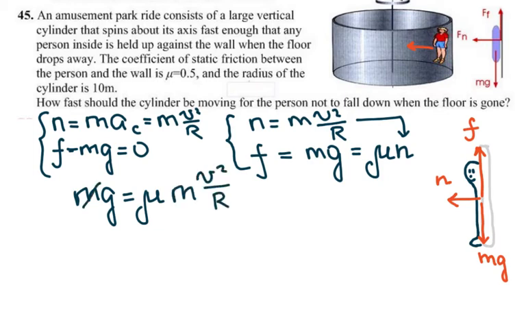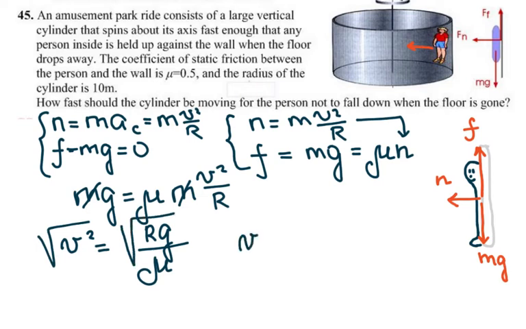So m and m can be cancelled, and they ask me how fast should the cylinder be moving. They ask me for velocity, so to solve for velocity, I'm going to multiply by r on both sides and divide by mu. So v squared is equal to rg divided by mu, and then I take the square root of both sides. So the velocity is equal to the square root of rg over mu.